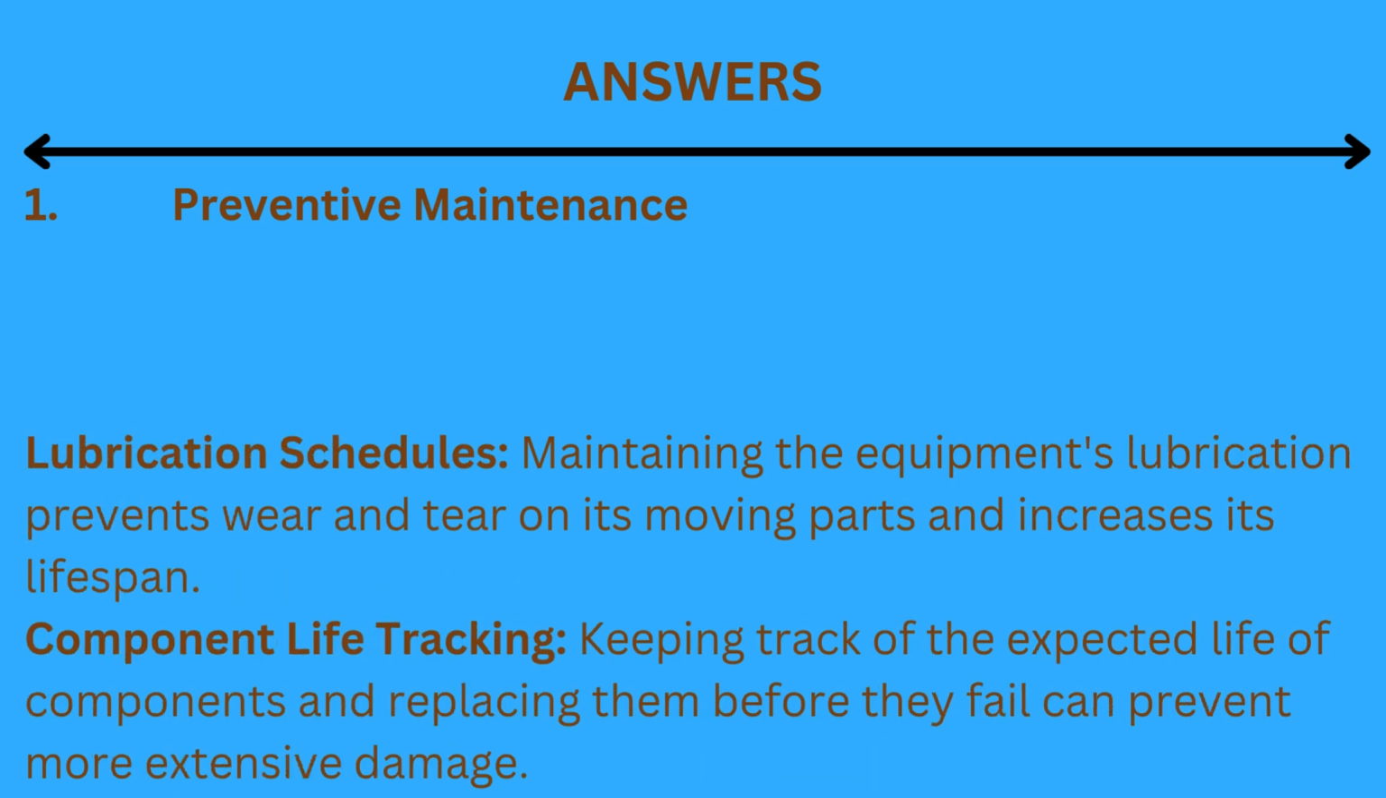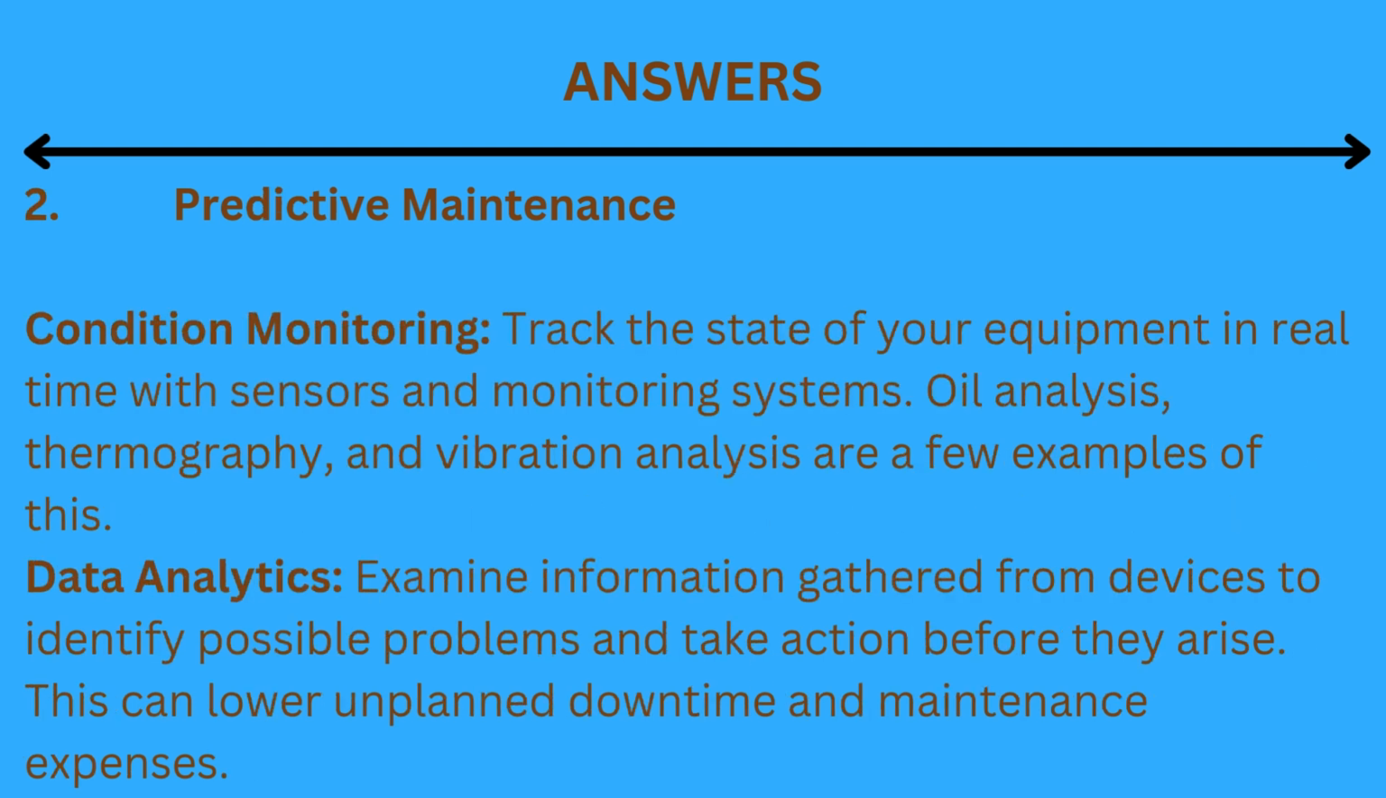C. Lubrication schedules. Maintaining the equipment's lubrication prevents wear and tear on its moving parts and increases its lifespan. D. Component life tracking. Keeping track of the expected life of components and replacing them before they fail can prevent more extensive damage. 2. Predictive maintenance.